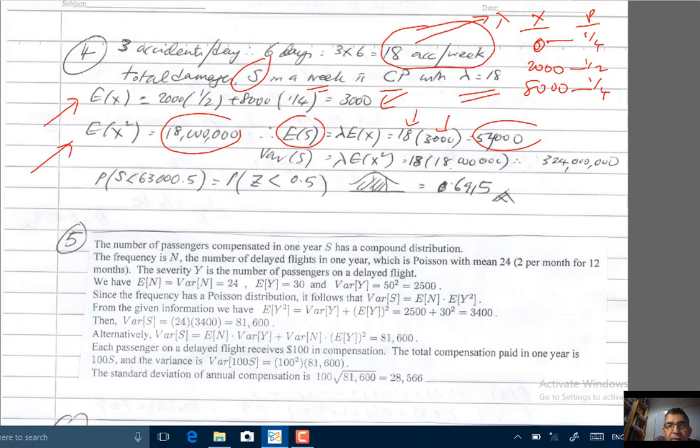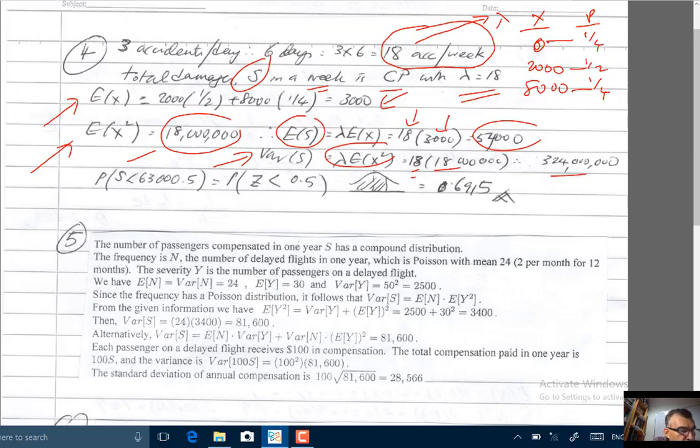The variance, we have covered this idea. The variance of S will be lambda times the expected value of x squared. So lambda is 18, and expected value of x squared we have. So you will get 324 million.